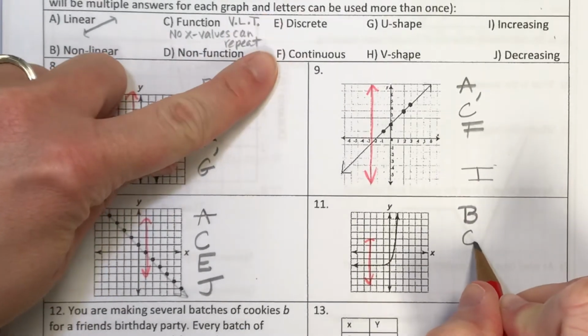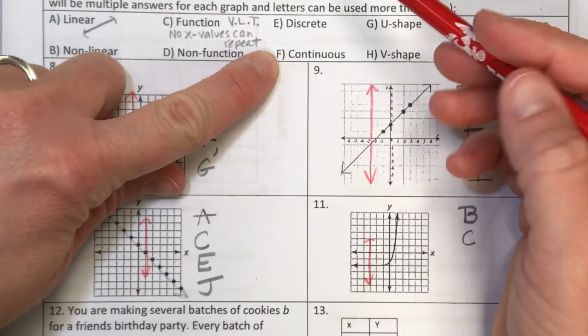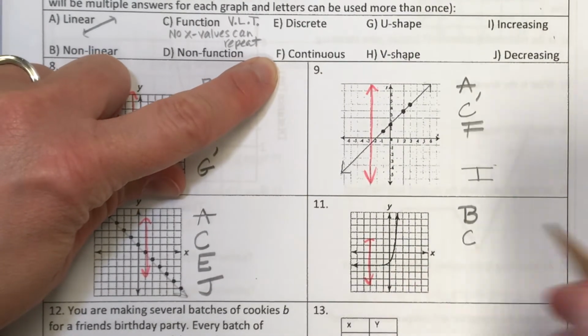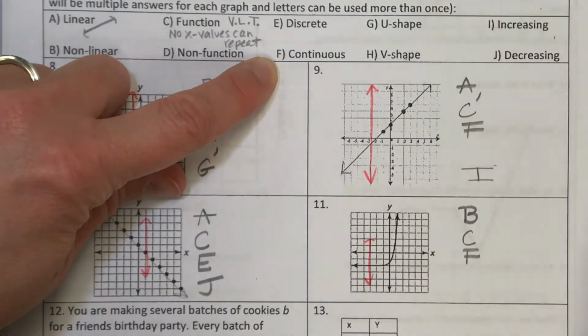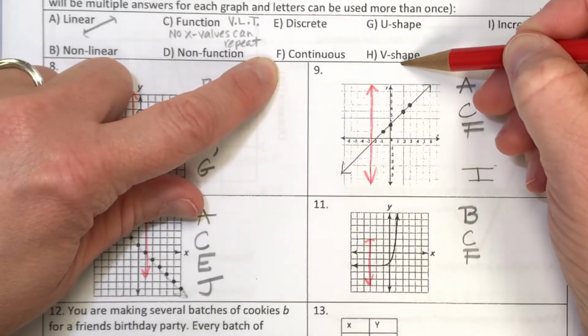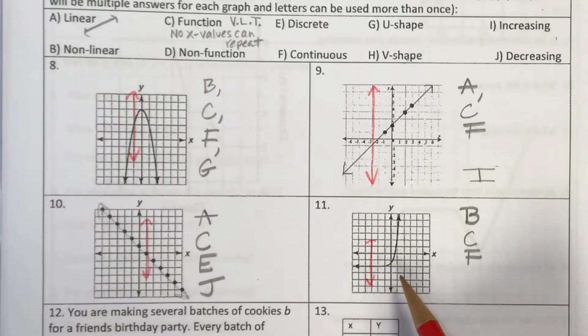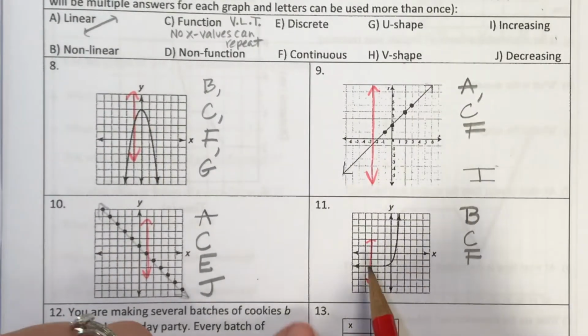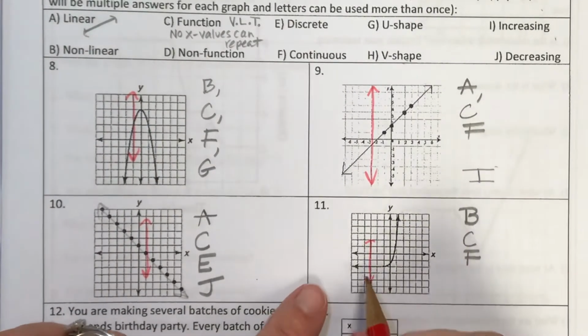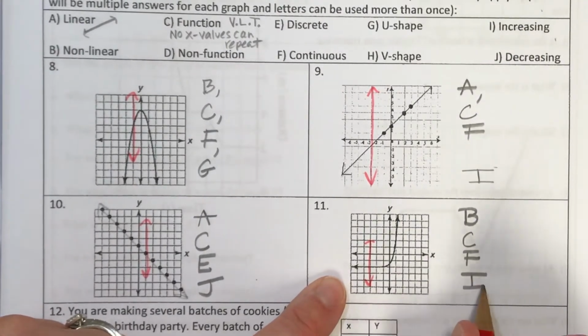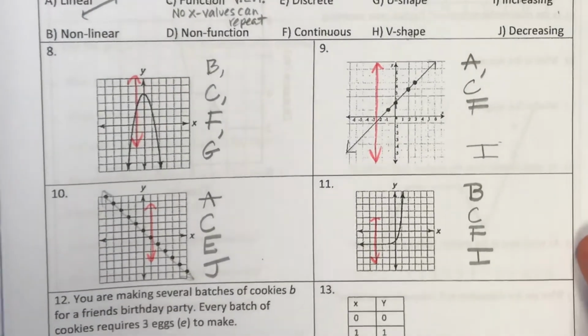For discrete or continuous, my graph is definitely continuous because I can draw that without lifting my pencil, and there are no breaks in the graph. Now U shape or V shape, this is kind of a curve. It's not a U shape like this and it's not a V, so I'm going to pick neither. And then increasing or decreasing, as my function goes to the right, it is going up, so I would also list letter I because my function is increasing.